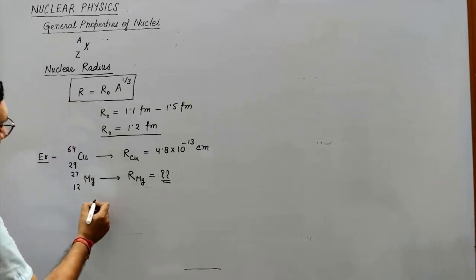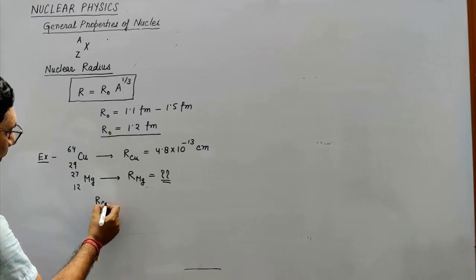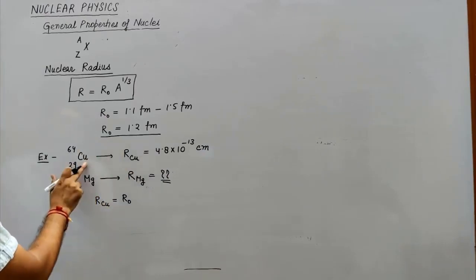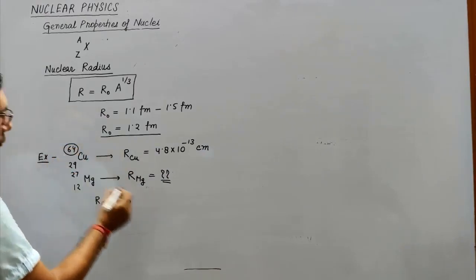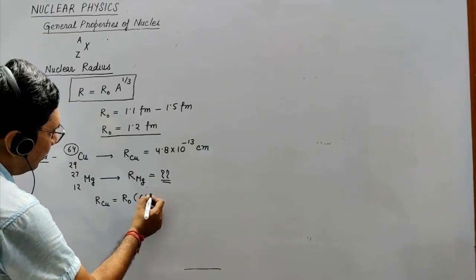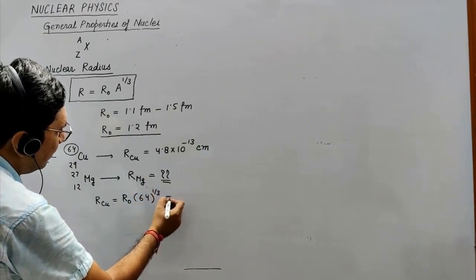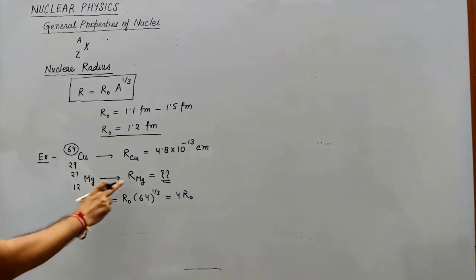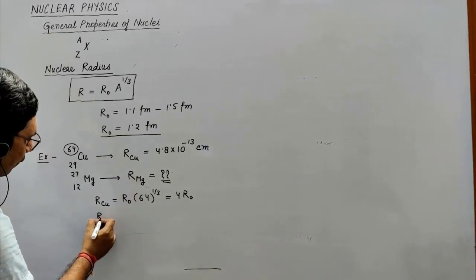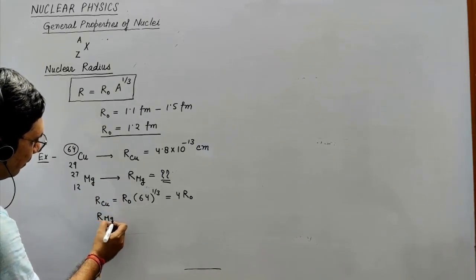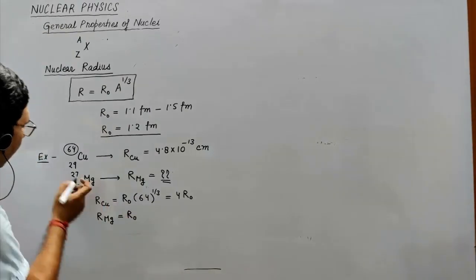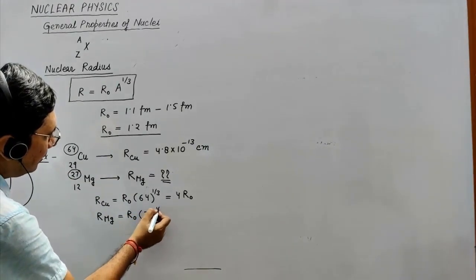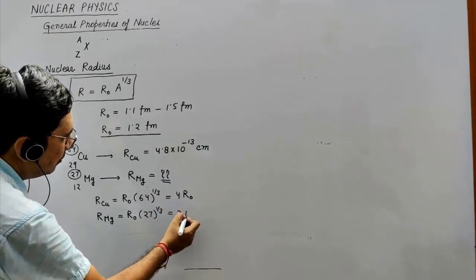So apply this formula here. RCu will be equal to R naught A to the power 1 by 3. For Cu, the mass number is 64, so this will be 64 to the power 1 by 3, which is 4 R naught. Similarly, RMg will be equal to R naught times 27 to the power 1 by 3, since the mass number is 27. So this will be 3 R naught.